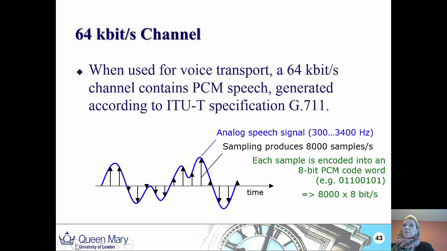So whenever used for voice transport, a 64 kilobits per second channel contains speech. Okay, so we have our analog speech signal. We sample this signal according to the rate of 8,000 samples per second. Each sample is encoded into an 8-bit code. So then we work out to our 64 kilobits per second channel.